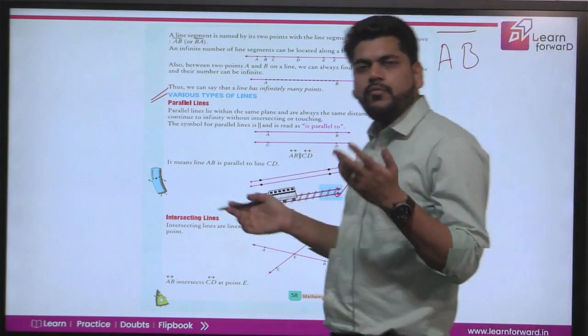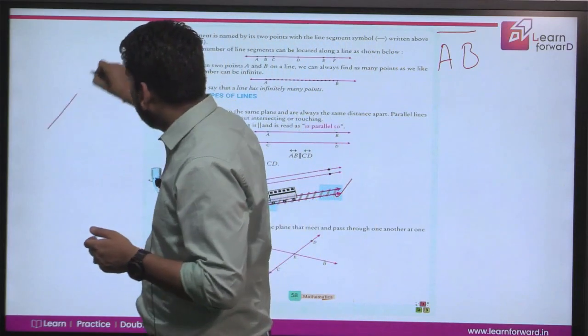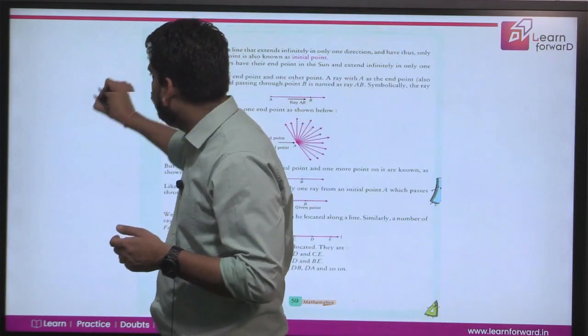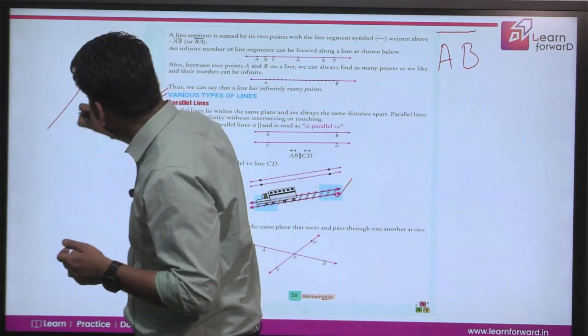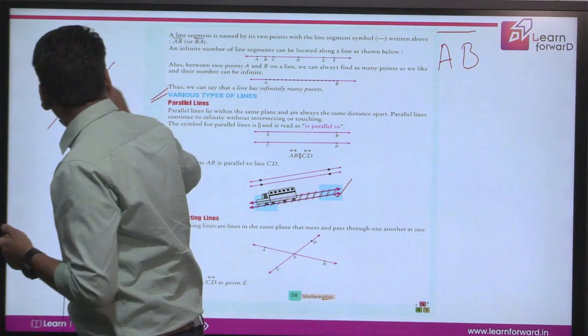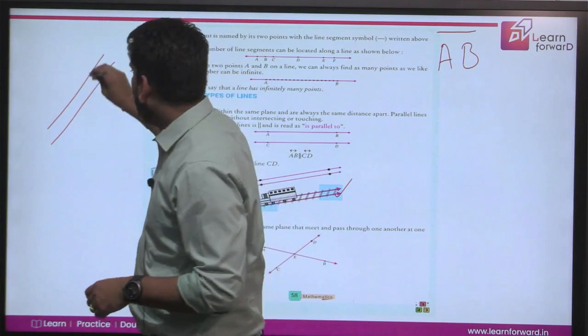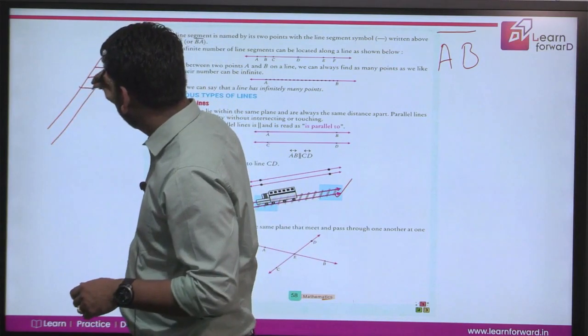Other than this, one more example is a ladder. You must have played snake and ladder game, right? In that, this is the ladder.